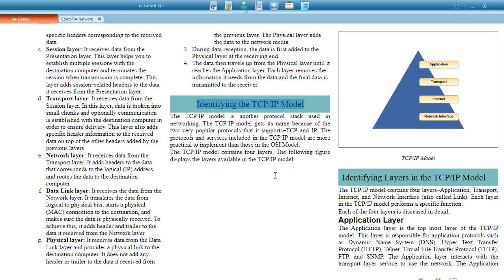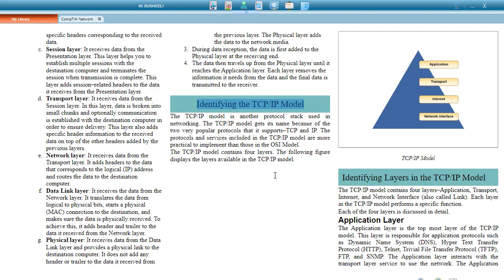TCP/IP model. Identifying layers in the TCP/IP model. The TCP/IP model contains 4 layers: application, transport, internet, and network interface, also called link. Each layer in the TCP/IP model performs a specific function. Each of the 4 layers is discussed in detail.